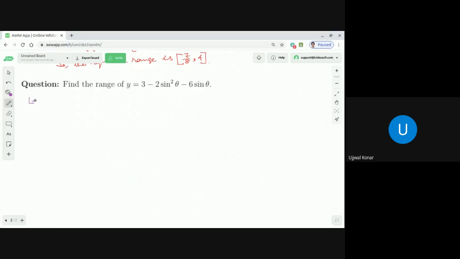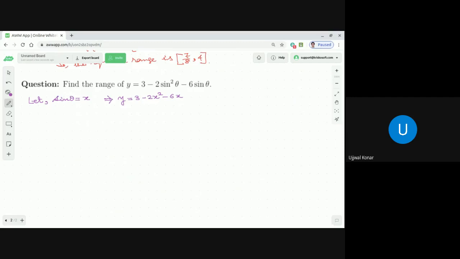So let sine theta be equal to x. If we write sine theta is equal to x, this implies y is equal to 3 minus 2x square minus 6x. Correct, no? Clear or not clear? Now, dear students, very interesting. Could you please tell me what value x can take?